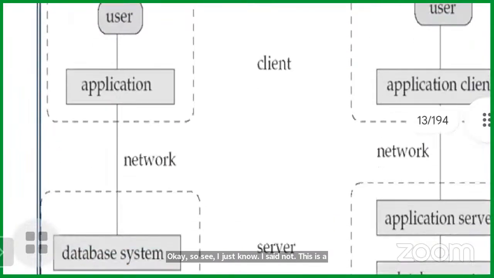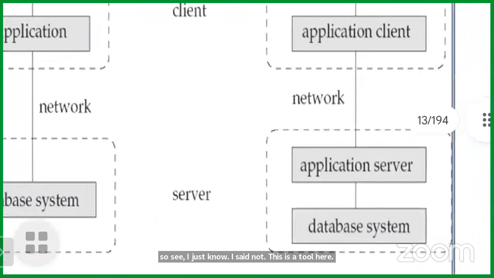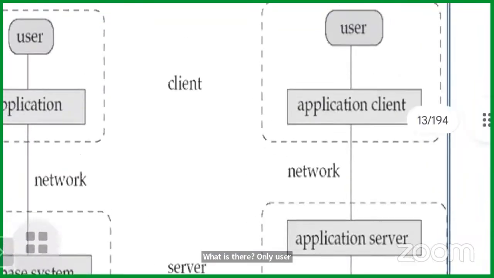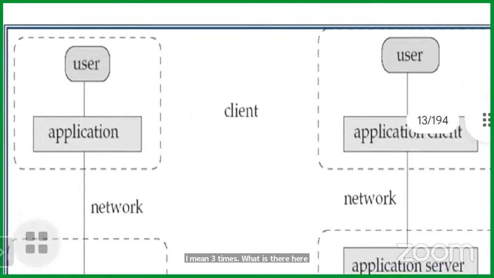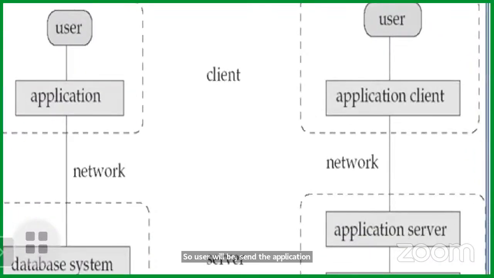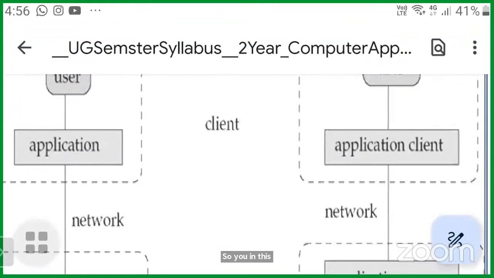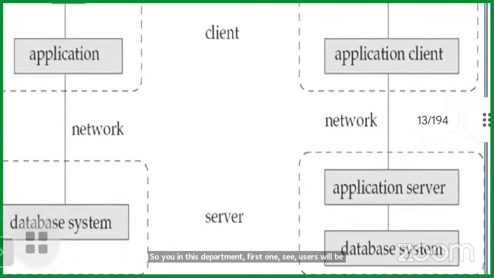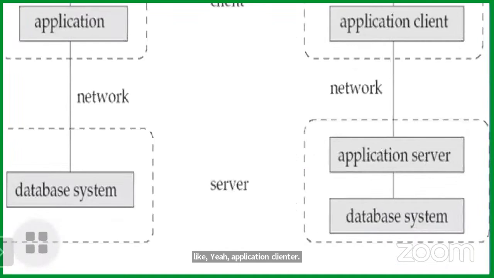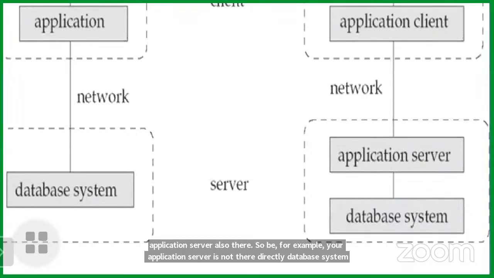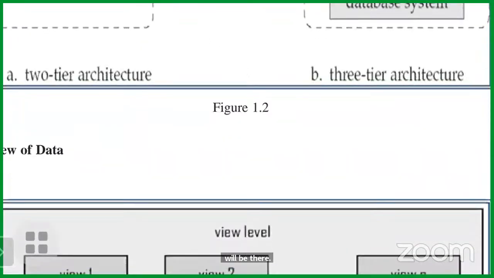Here there is only the user and the database system. And in 3-tier, here the user is there. The user sends the application like a client, through the network. And see here, there is an application server also. In the earlier example the application server was not there, the database system was directly there, but here the application server is also there. So what it is trying to tell is that internally data will be stored either in 2-tier or otherwise in 3-tier.